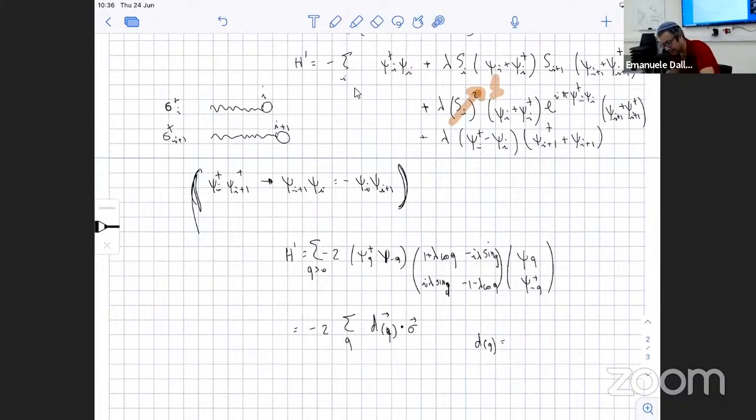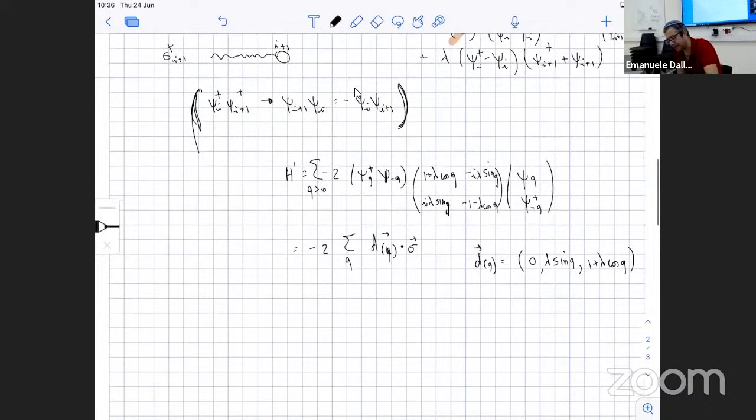You see there is a sigma y component to it, right? There is no sigma x component, since there is no real part in here. There is a y component, which is lambda sine q. And there is a sigma z component, which is 1 plus lambda cosine q.